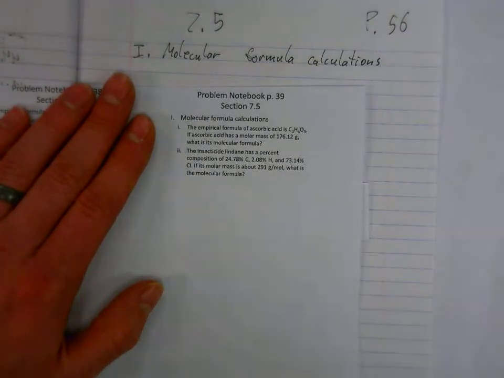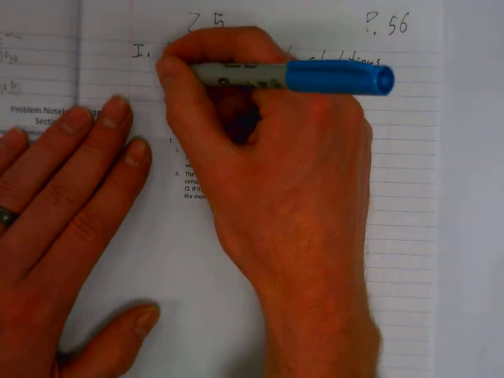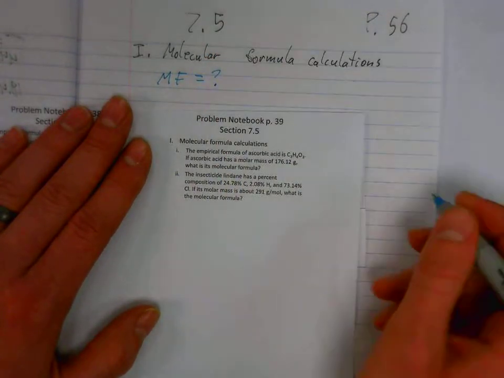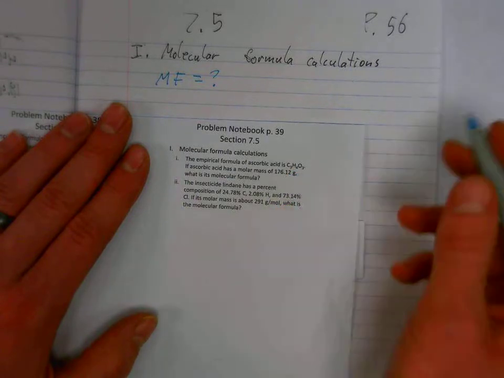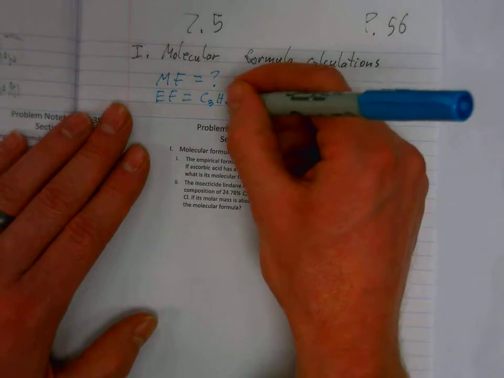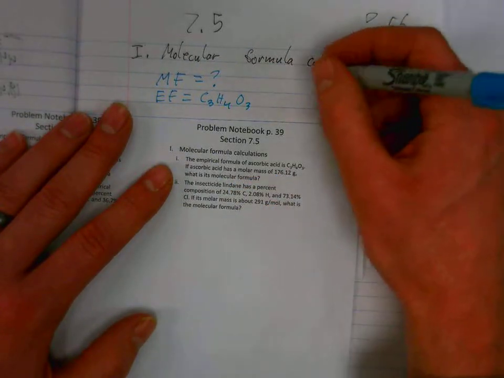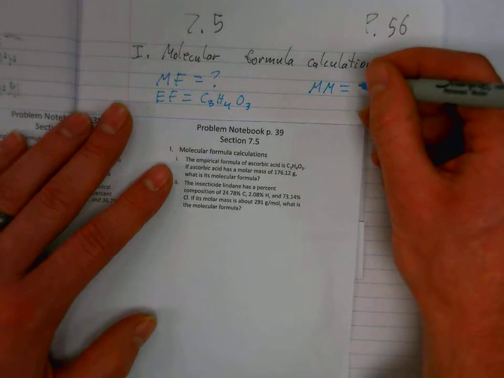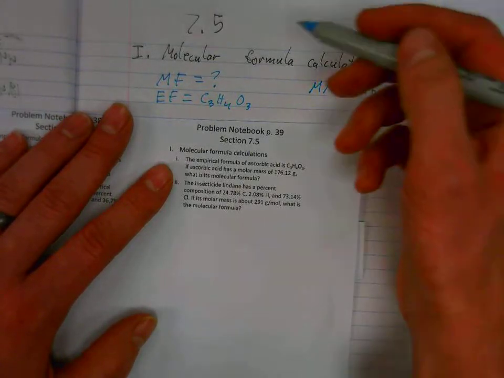So let's write down the information we have. The molecular formula is what we're trying to find. I'm going to abbreviate it MF, and that's our unknown. The empirical formula is given to us as C3H4O3. Now we have the molar mass, which I'll abbreviate MM. The molar mass is 176.12 grams.